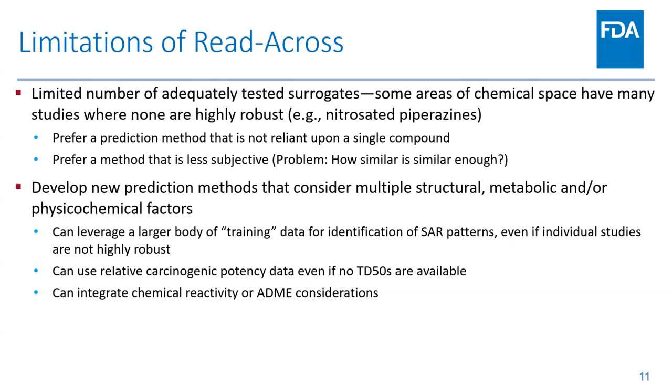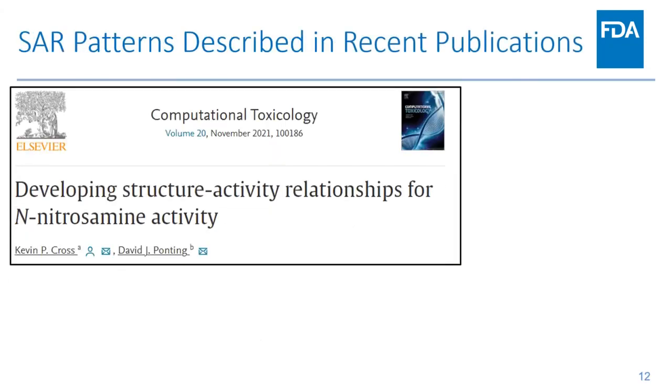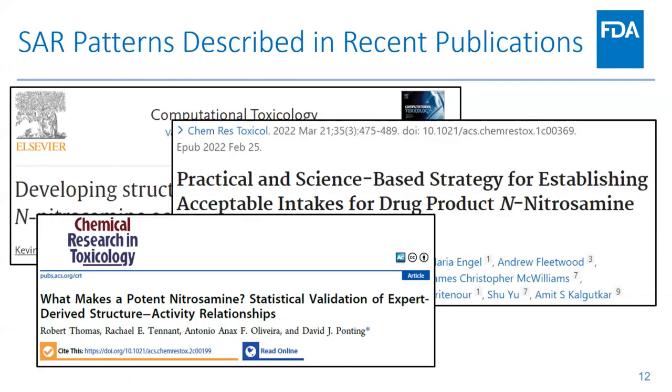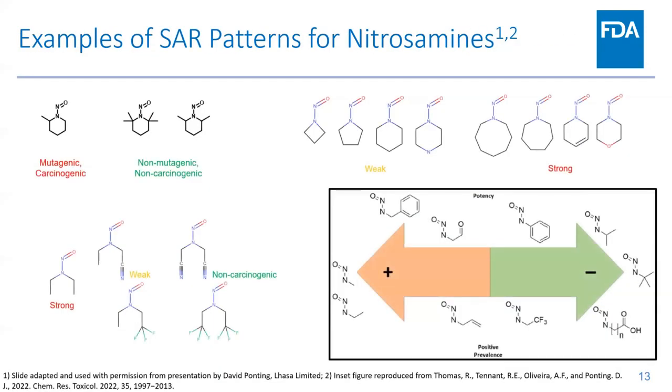We also, by looking at the problem more holistically, have the ability to integrate chemical reactivity data or other ADME considerations, which you recognize as being very important parameters. And that was something that David had mentioned in his presentation. So we're fortunate that a significant body of work has already been done and published by many scientists in the area for SAR patterns for nitrosamine. So can we learn from that? Can we use that information? This just highlights a few of the leading publications that we've seen. And this highlights some of the SAR trends that we're already aware of.